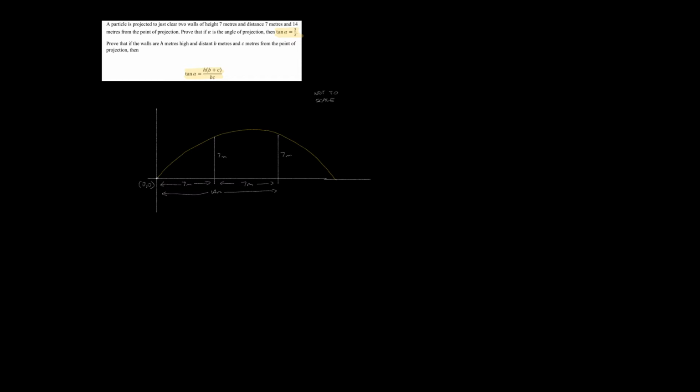To do that, we need to set up a few more variables. So rather than 7 meters, I'm going to write in the height, h, and rather than 7 meters here and 14 here, I am going to write in b, and I'm going to write in c. Okay, so let's define the x and y's.